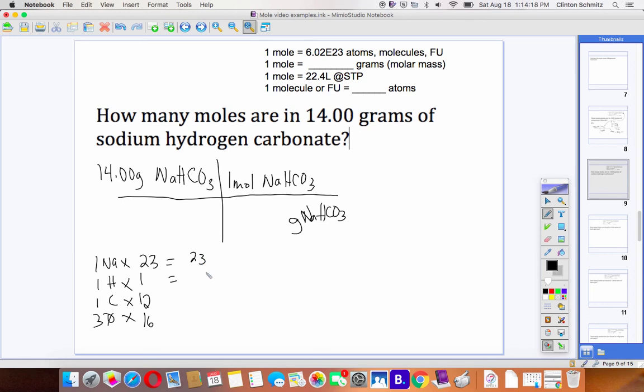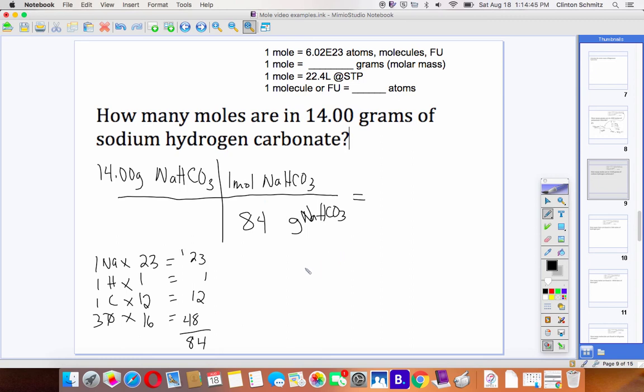So 1 times 23 is 23. 1 times 1 is 1. 1 times 12 is 12. And then 3 times 16 is 48. So now if I add that up, 8, 9, 10 plus 4 is 14. Put a thing there. 4, 5, 6, 7, 8. So that's 84 grams. Okay, so the molar mass is 84 grams of NaHCO3.